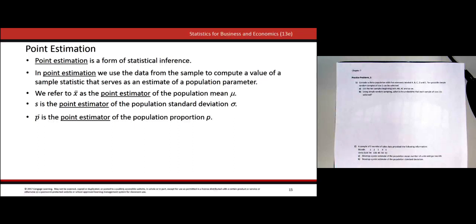So what's point estimation? Point estimation is a form of statistical inference, and interval estimation is a form of statistical inference too. We have two types of estimates, point and interval. Why is it point? Because it is a single number. You use the sample statistic to estimate a corresponding population parameter. It is point because it is a single number.